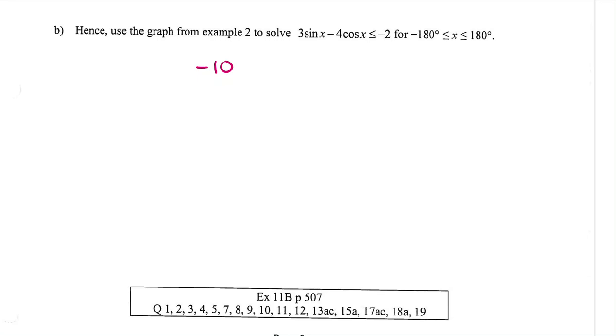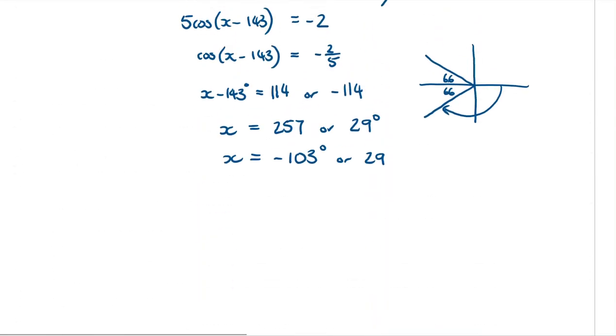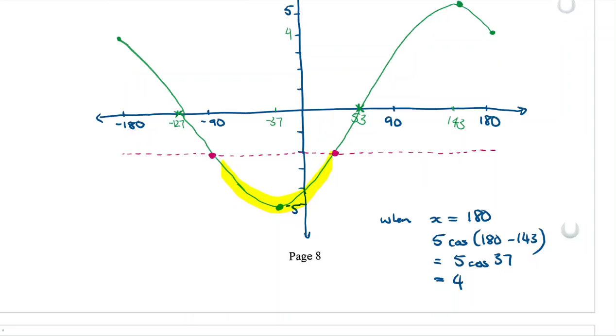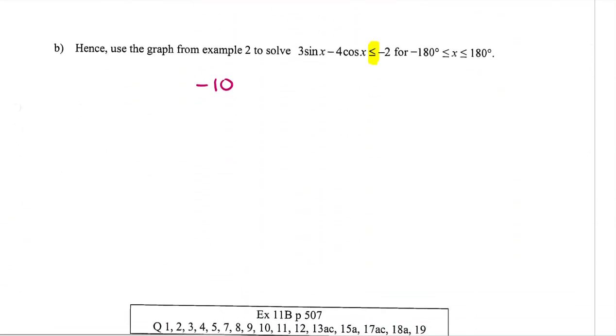There is one other little difference here. It says to solve for where it is less than -2. So where is it less than? That's right, that part in there. So it's greater than -103, but less than 29.